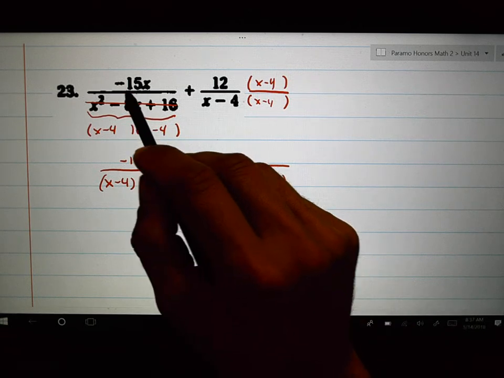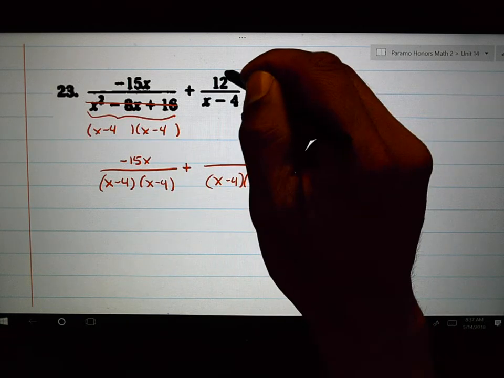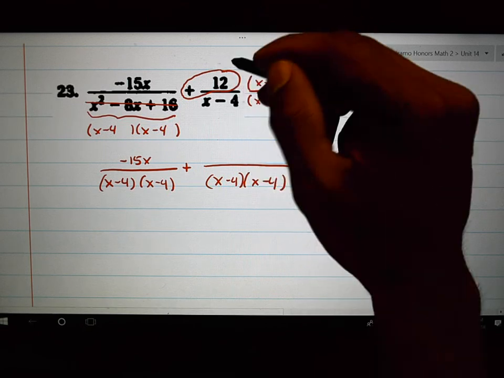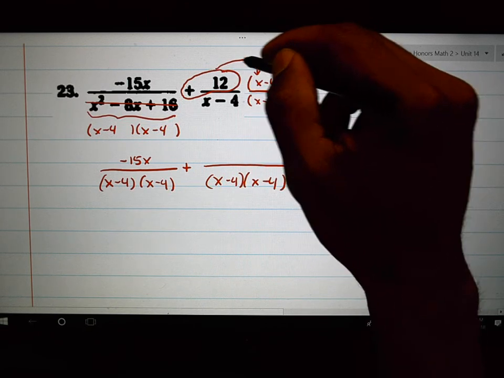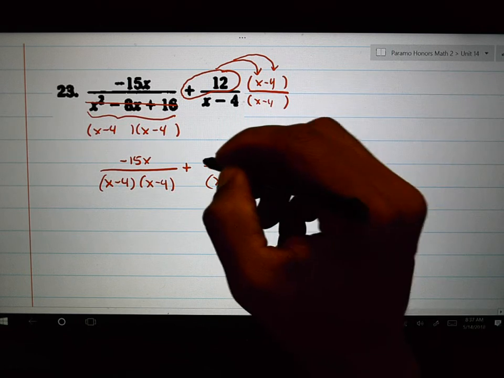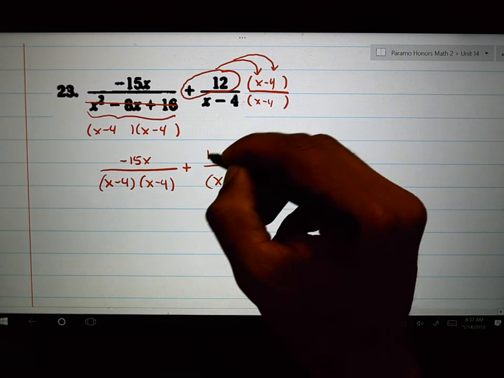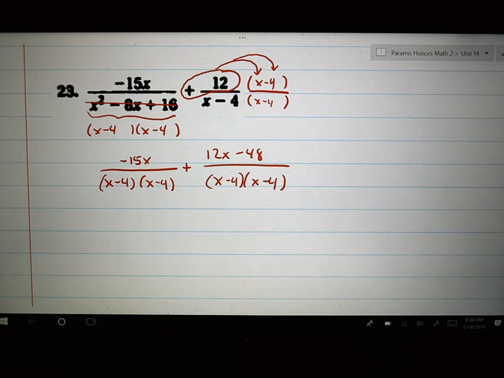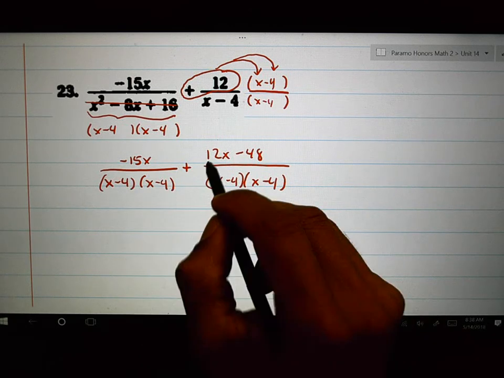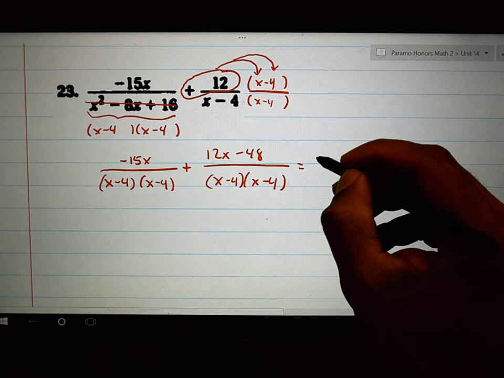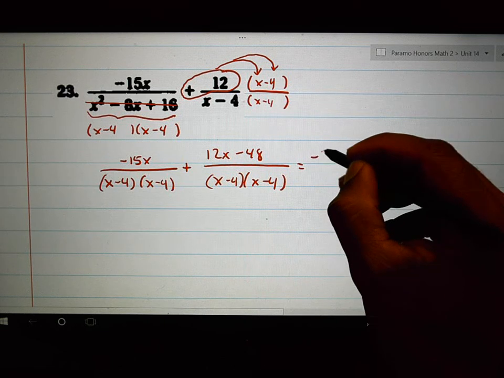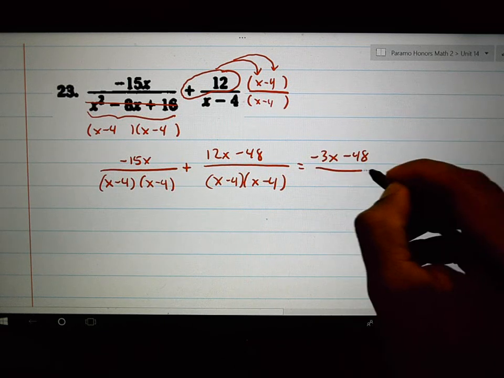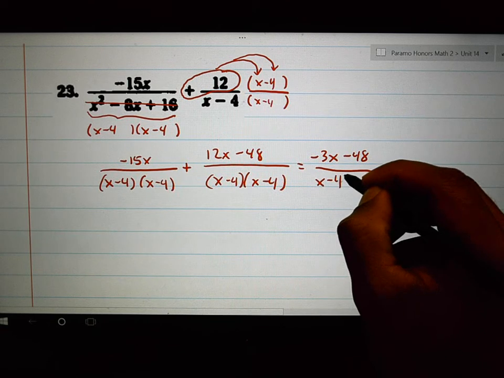But to put this together, what I'm going to do is take this positive 12 and multiply it to this x minus 4, which is going to make it 12x minus 48. Since I have a common denominator, I'm going to put these two things together. And I get negative 3x minus 48 over my common denominator.